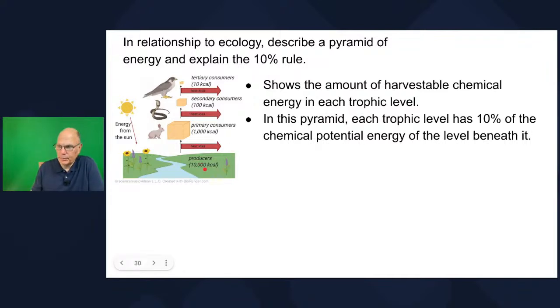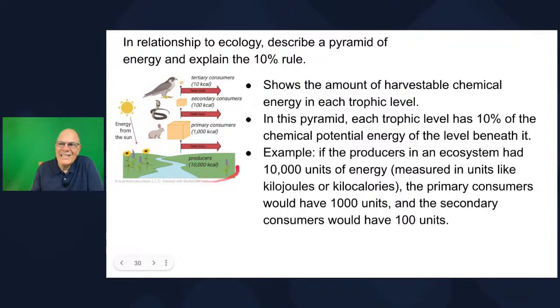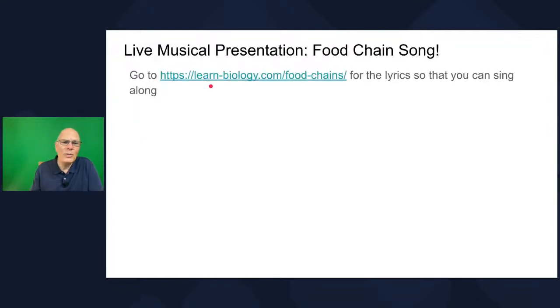level beneath it. So in this example, we have 10,000 kilocalories, which is really an absurdly low amount of energy represented, but just for ease of math, if this is 10,000, then 10% of that, 1,000 kilocalories, or whatever unit you're measuring, would be present in the primary consumers. The secondary consumers would have 100 kilocalories, and the tertiary consumers would have only 10. So you're losing 90% of your energy. Now, why? I'm going to explain that with a song.